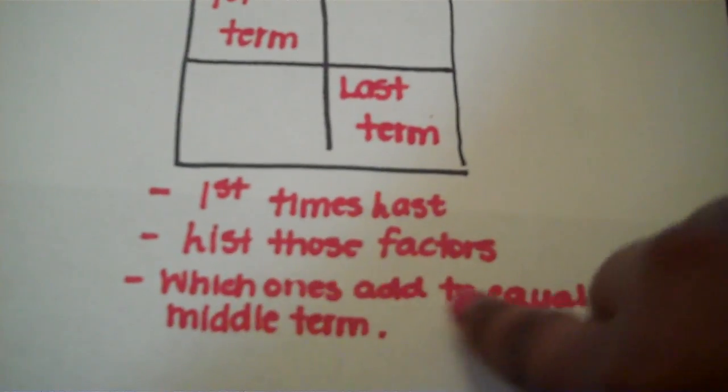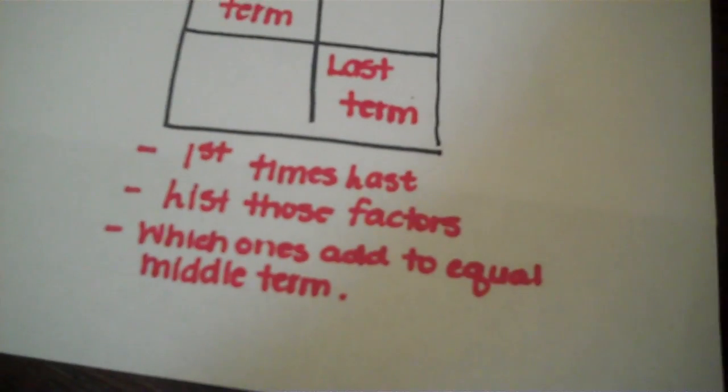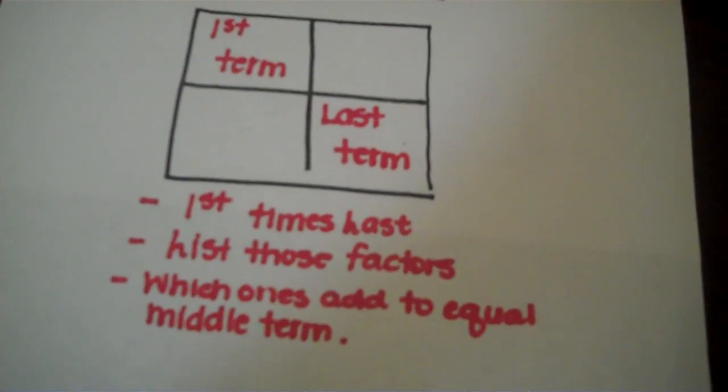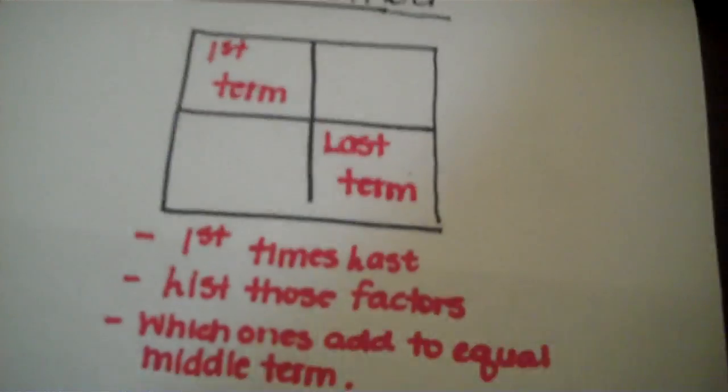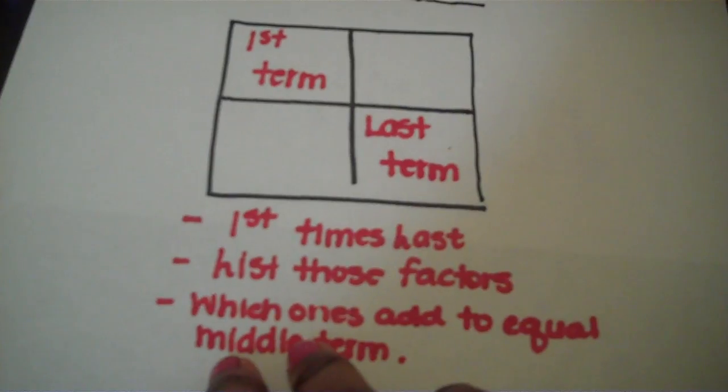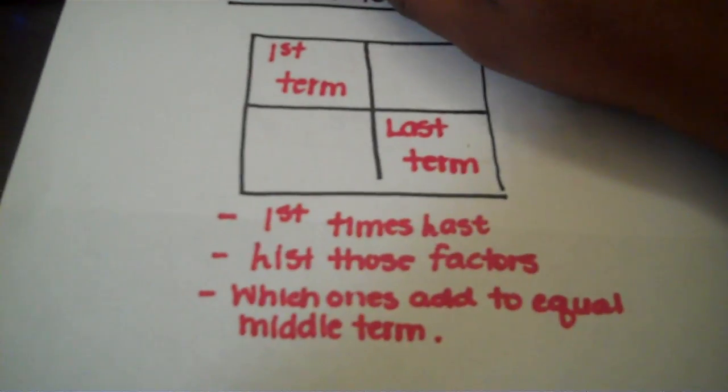Then you want to find the factors of that answer. So for instance, if I get 12, I want to list all the factors that multiply to give me 12. Once I list those factors, I want to find the ones that add to equal the middle term. So let's look at an example.